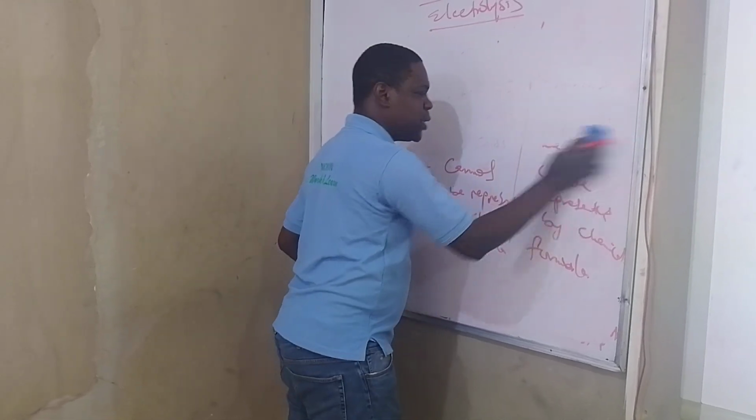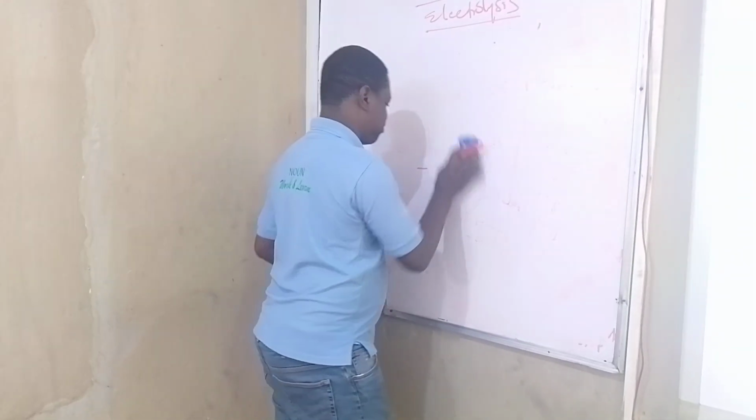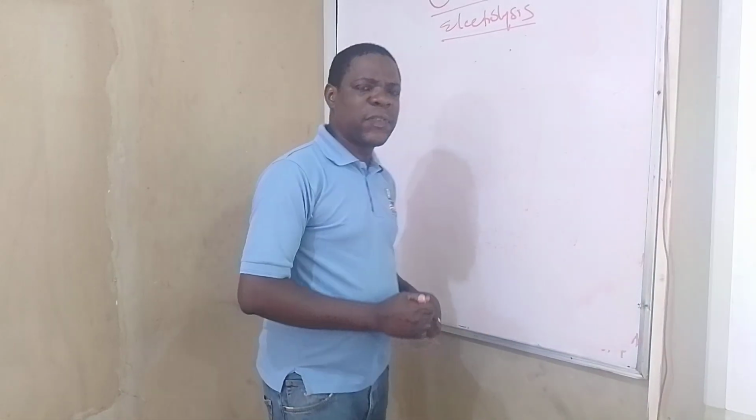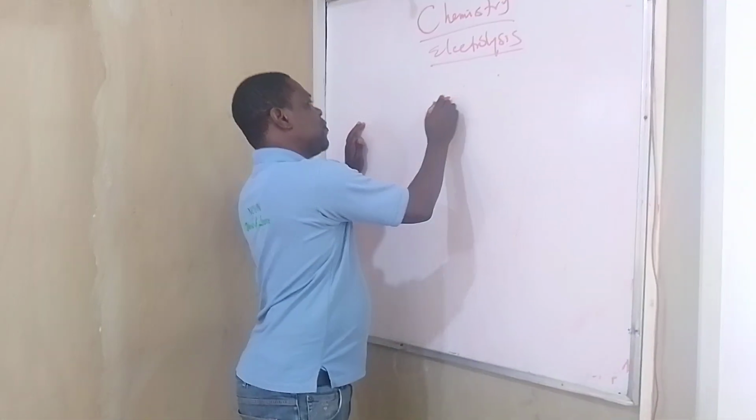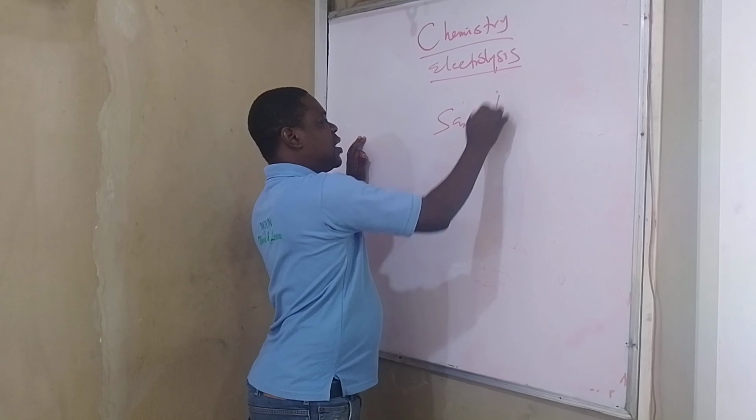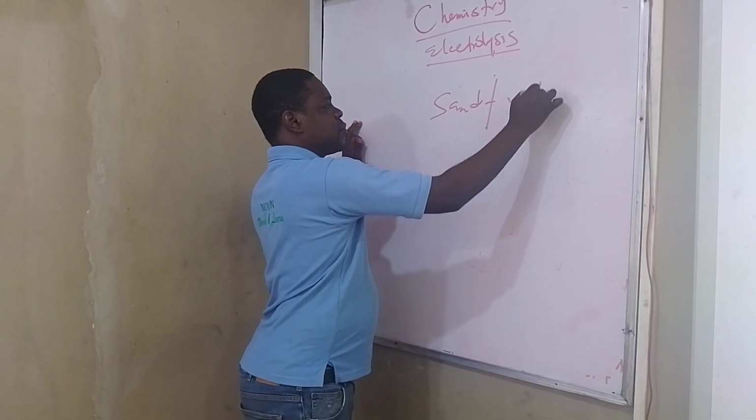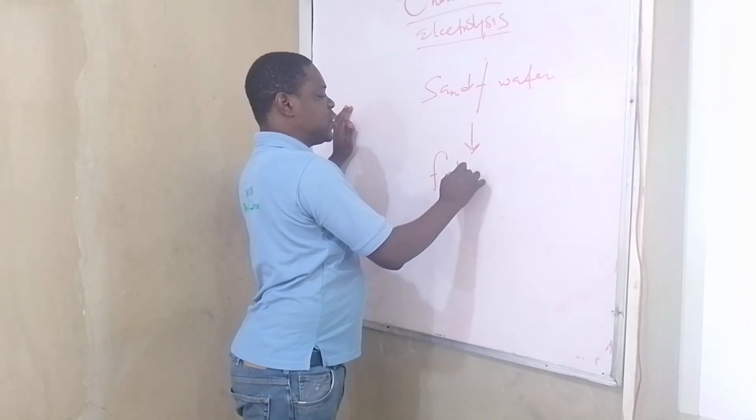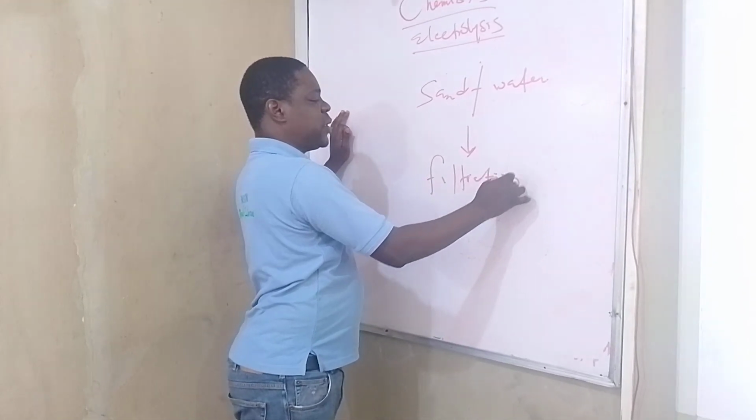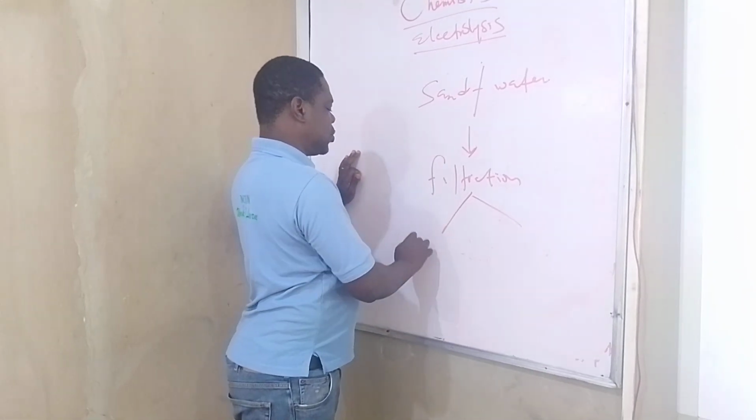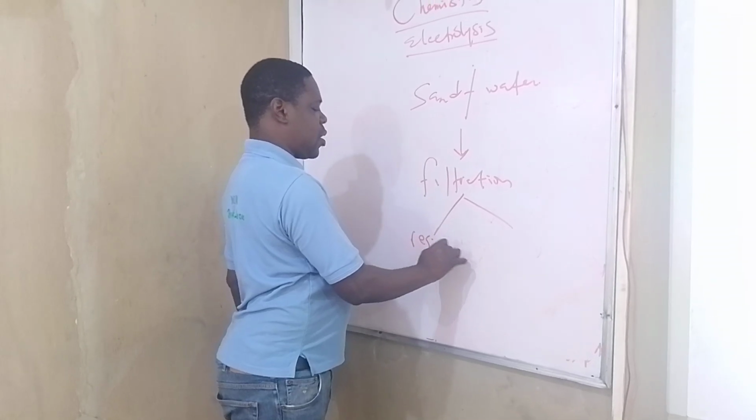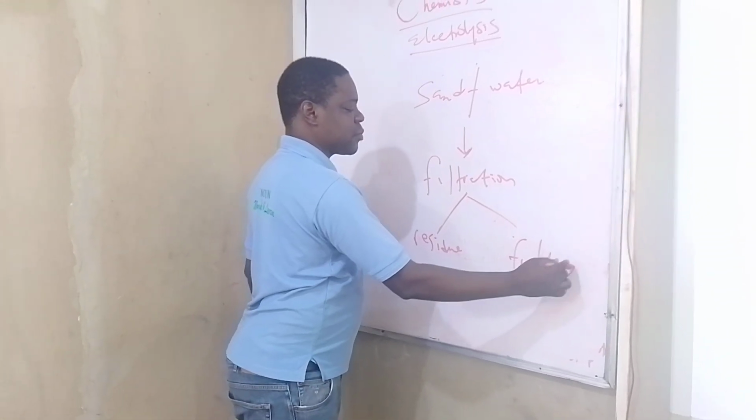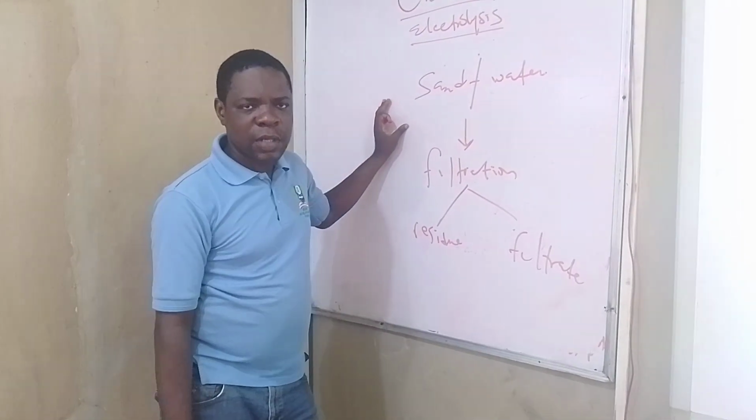So when we have a mixture of sand and water, we can use the filtration method to separate them. We have sand plus water. We use filtration to separate them into what? Into residue, and what? And filtrate. So this is a physical method.